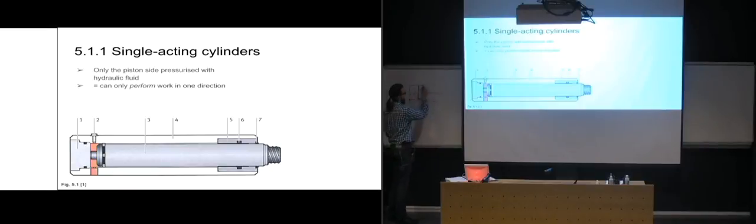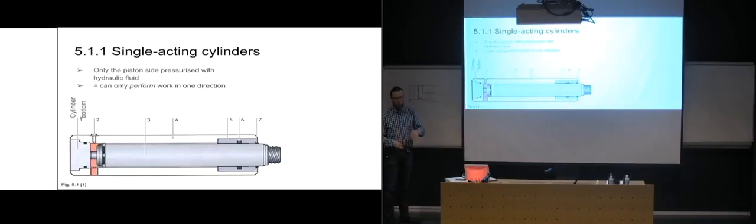In this one, the entire piston is the rod, basically. That's why it's called a plunger, because you basically just have a shaft going in here. You don't have a piston and then a rod connected to it.